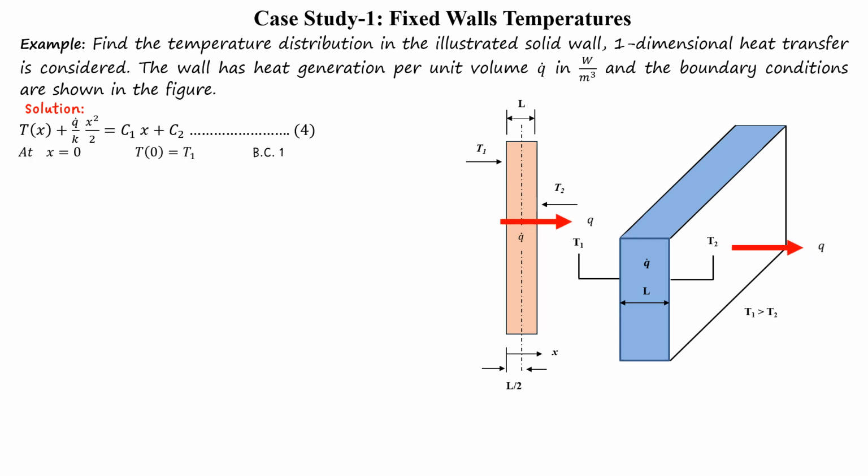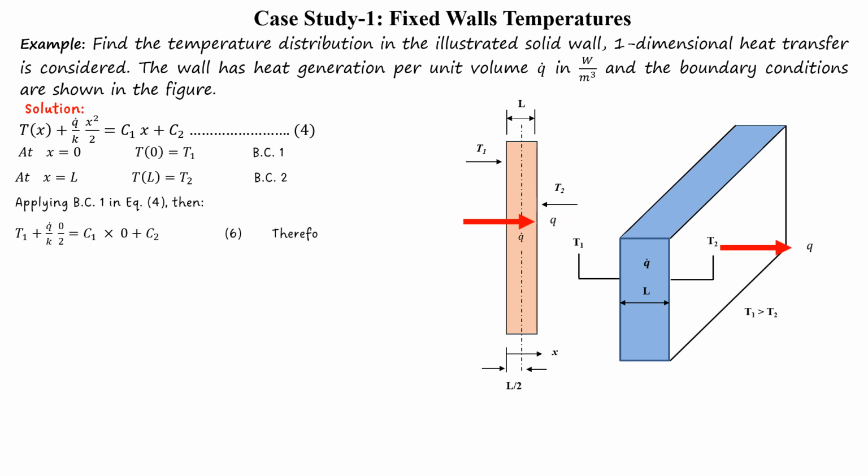The first boundary condition: when x equals 0, then T at 0 equals T1. This is boundary condition number 1. And the second one, on the other face of the wall where x equals L, the temperature equals T2. Applying boundary condition number 1 to the magic equation number 4 will yield C2 equal to T1. That means you substitute x as 0, and the temperature is T1, then this will yield C2 equal to T1.